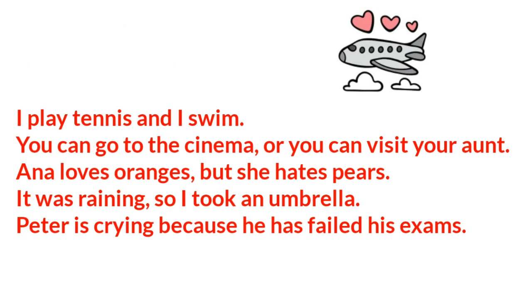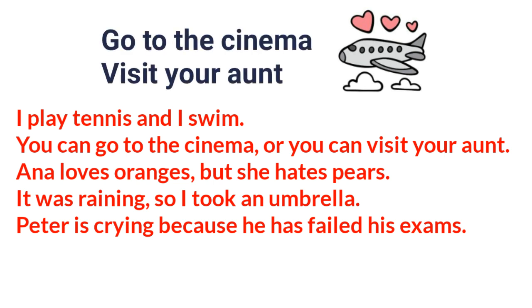Look at next one. You can go to the cinema or you can visit your aunt. Here two options are there. Either you can go to the cinema or you can visit your aunt. That's what we said. If there are options before us, we can use or as the conjunction. You can go to the cinema or you can visit your aunt.